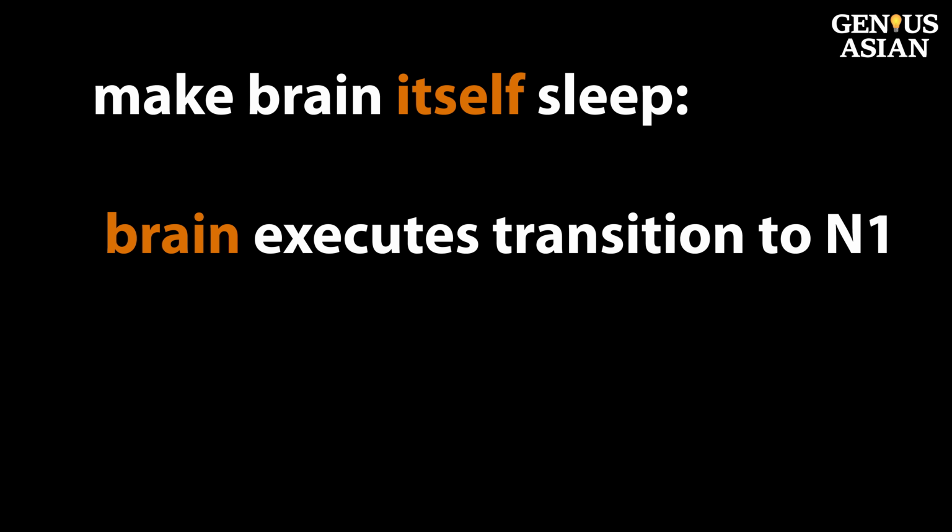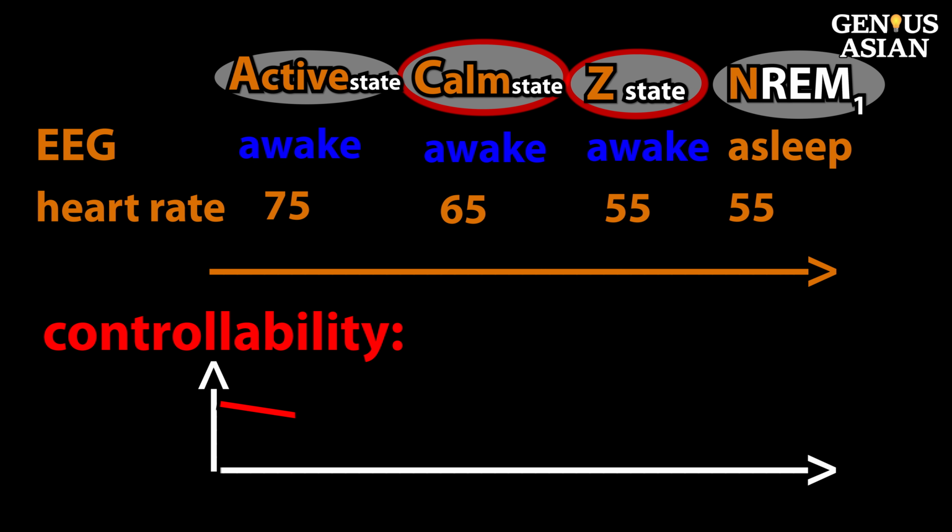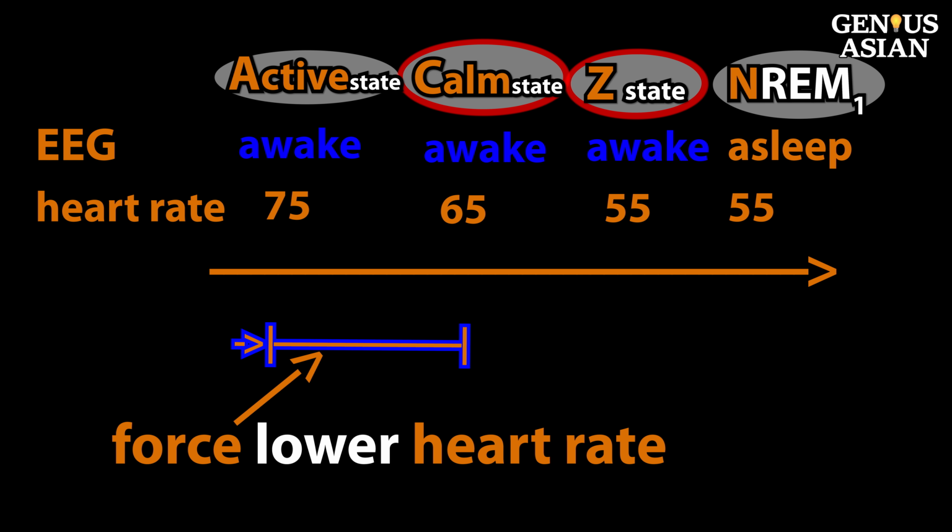We want to use the brain to perform actions to make the brain itself sleep. The brain's controllability to execute the transition from active to calm state is still pretty good, but controllability decreases as you move from calm state to Z state. You may have heard the recommendation, do not force sleep. However, to shorten the time from active to calm state, you can try to force the state transition by relaxing the body, lowering your breathing rate, which will lead to a lower heart rate.